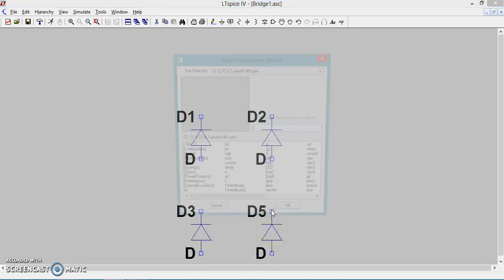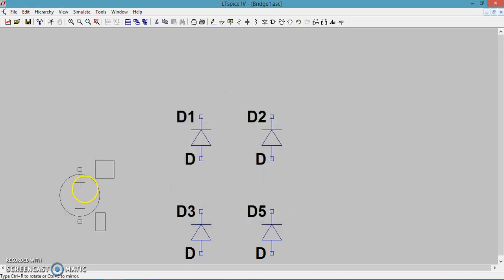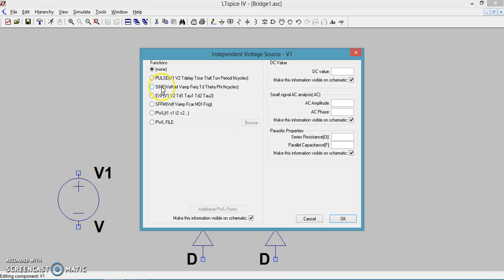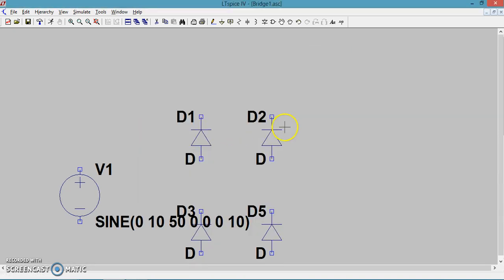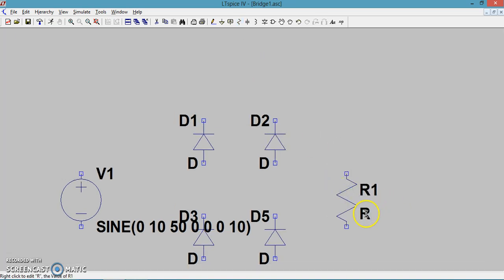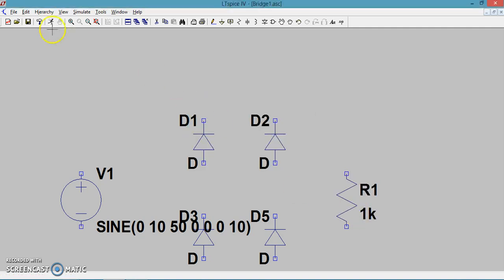So let me have a voltage source that will generate the sine wave, which is the AC signal. Let me place it here. Let me set the parameters of this AC signal as 0 volt DC, 10 volt amplitude. Let us assume the frequency as 50 Hertz. Let us have n cycles, and let us have a resistor over here. Let me change the value of the resistor to 1 kilo ohm. Done. Now let me do the connections.